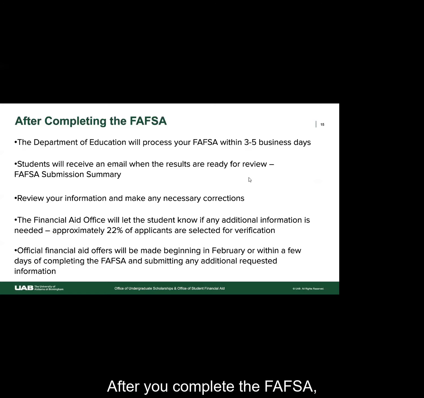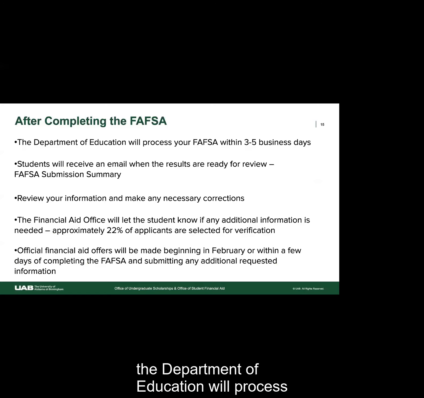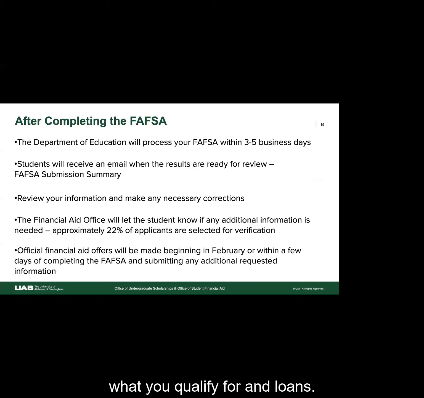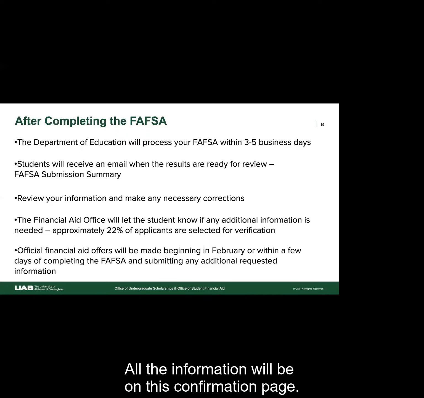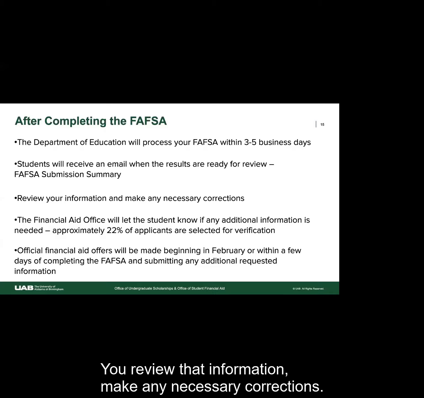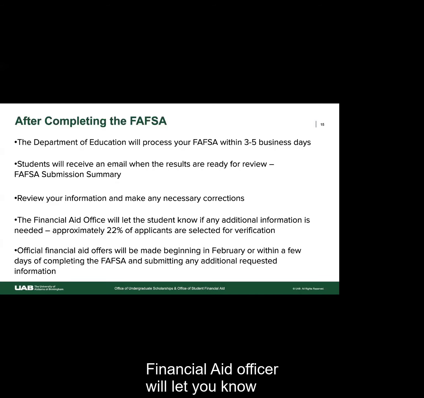All right, after you complete the FAFSA, the Department of Education will process your FAFSA within 3 to 5 business days. Students will receive an email when your results are ready to review. That's called a FAFSA submission summary. In this, you'll get your SAI and what you qualify for in loans. All that information will be on this confirmation page. You review that information and make any necessary corrections. The financial aid officer will let you know if there's any additional information needed.